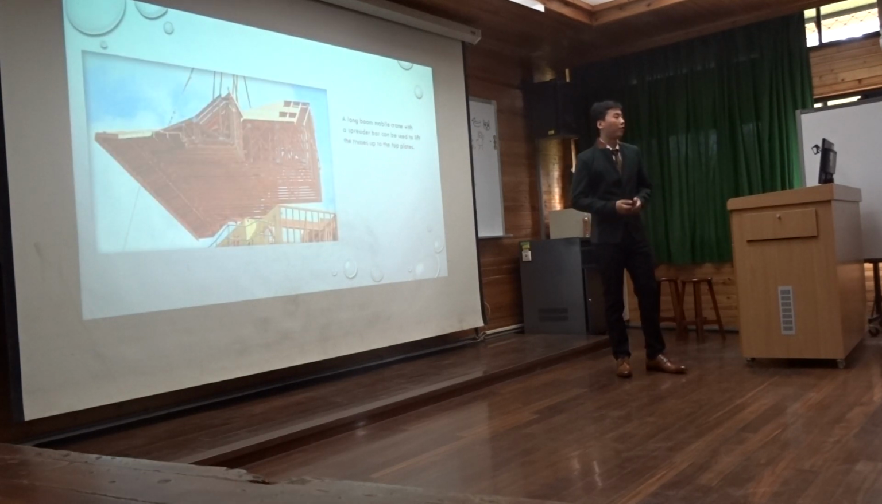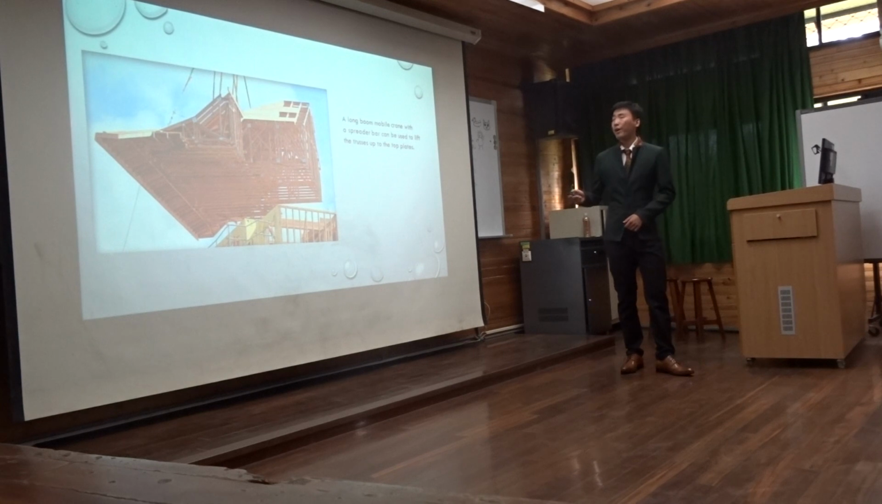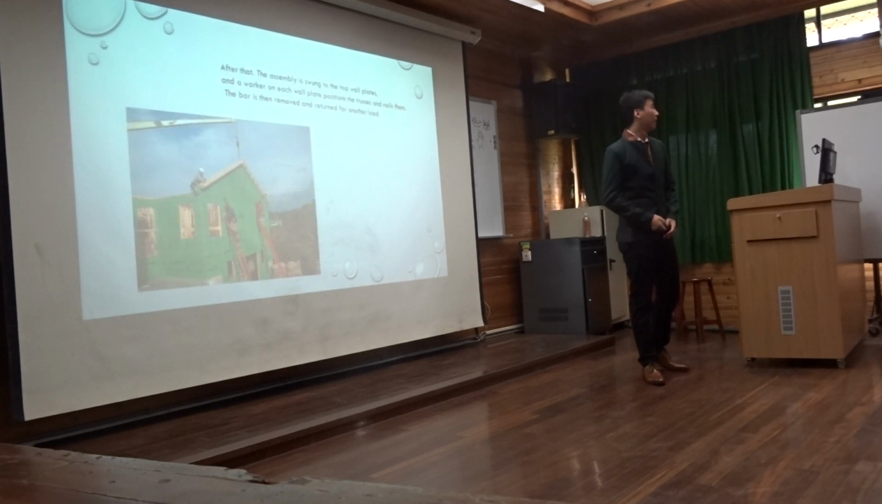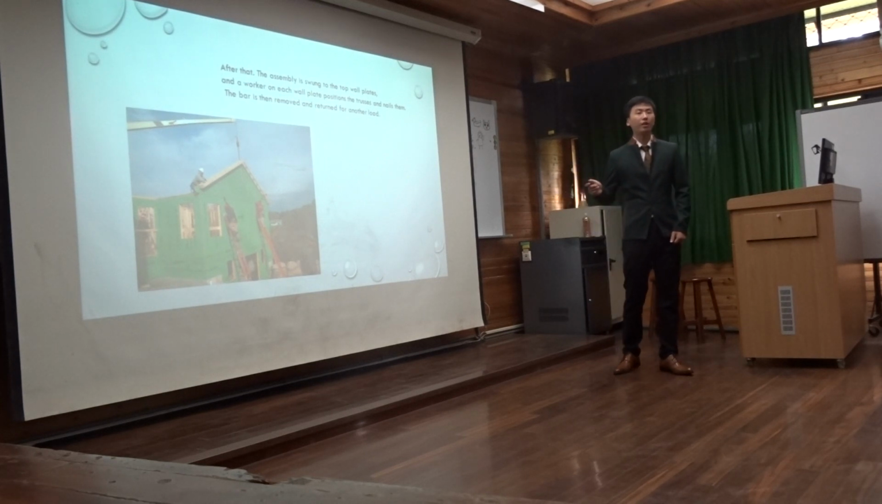Most trusses are fabricated in a factory and then delivered to the job site. A long-boom mobile crane with a spreader bar can be used to lift the trusses up to the top plates. After that, the assembly is swung to the top plate, and the worker on each wall plate positions the trusses and nails them. The bar is then removed and returned for another load.